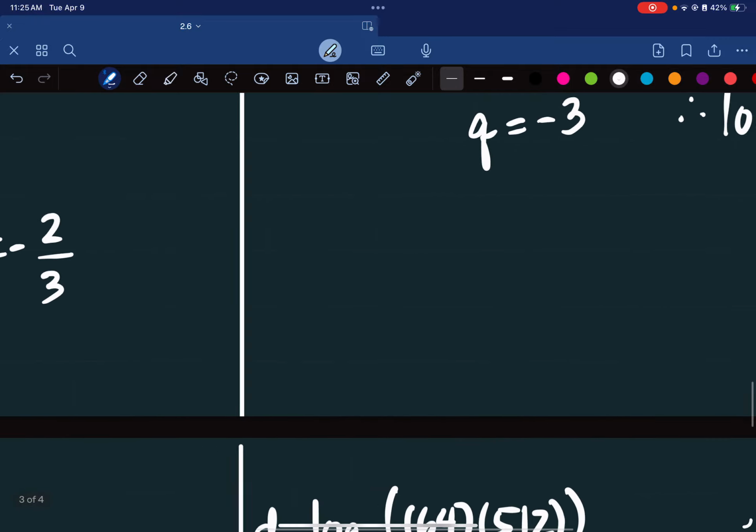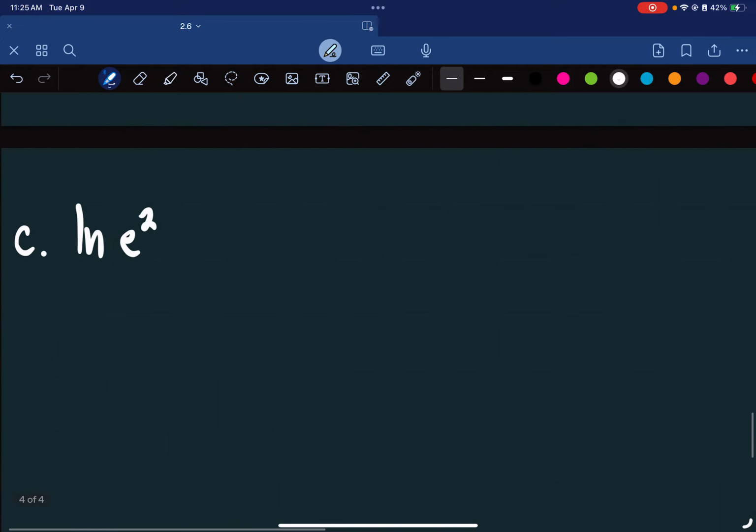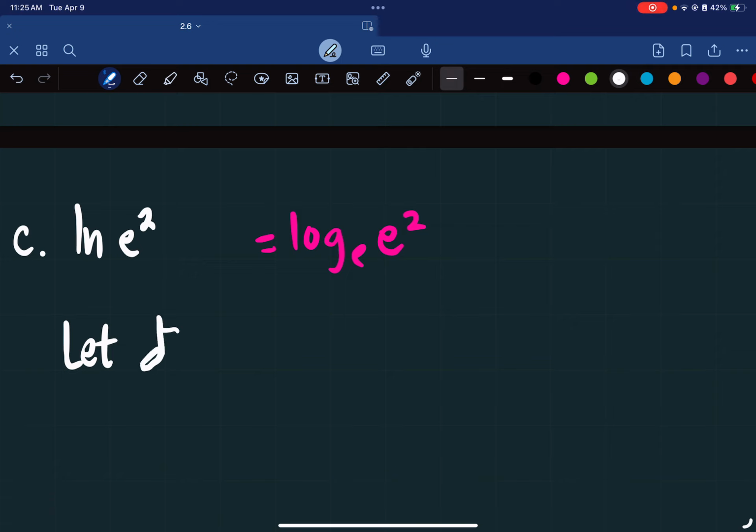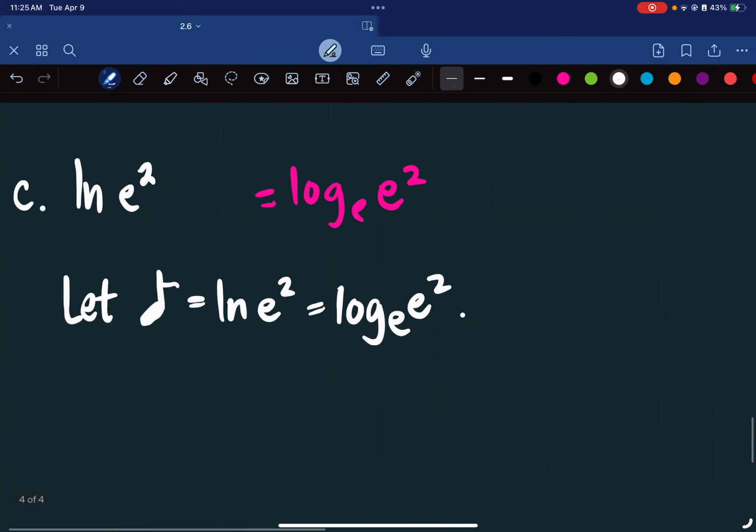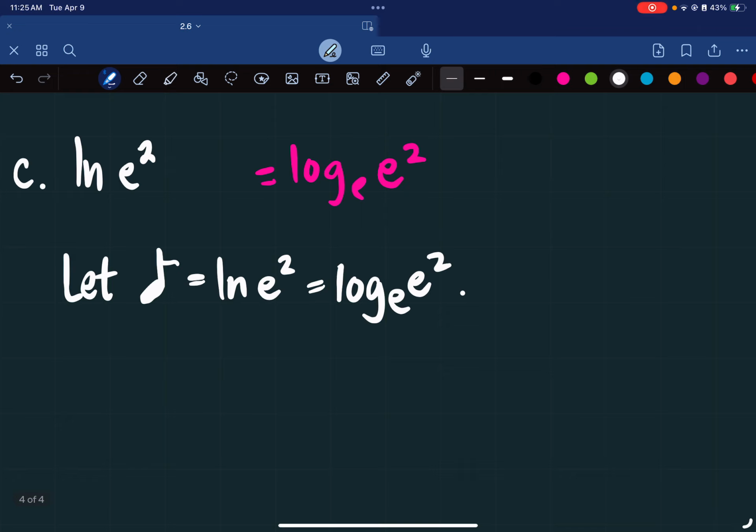Let's proceed to the third example. So here we have ln e squared, which by definition is just the same as log of e squared base e. So same thing, we can let's say, I want to be quirky, so let's say a quarter note. Let quarter note be equal to ln of e squared, which is just the same as log of e squared base e.